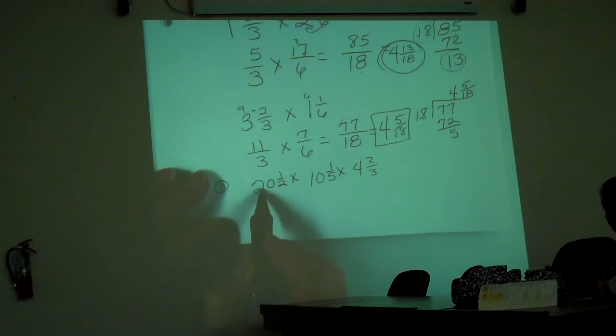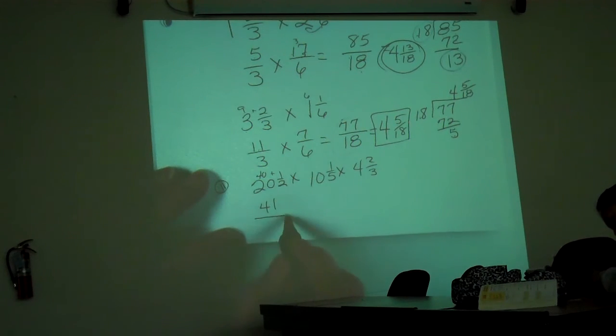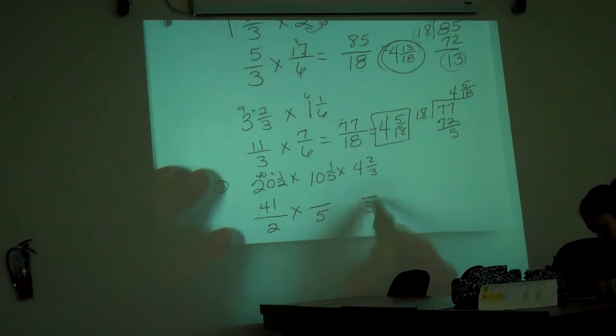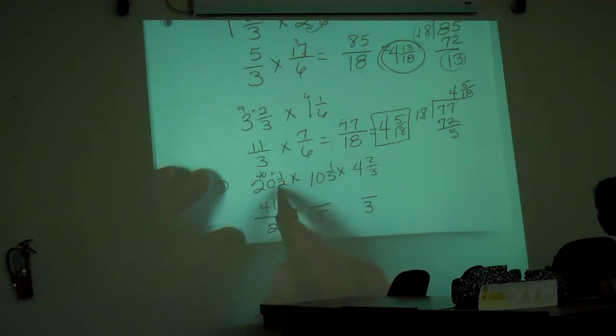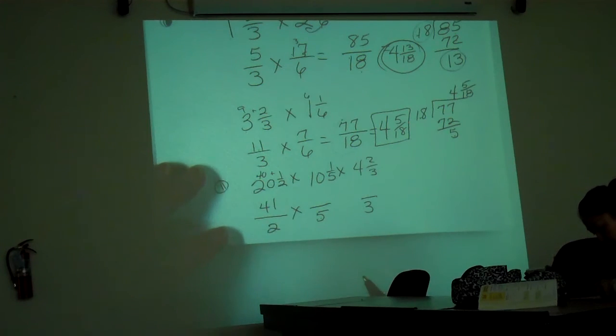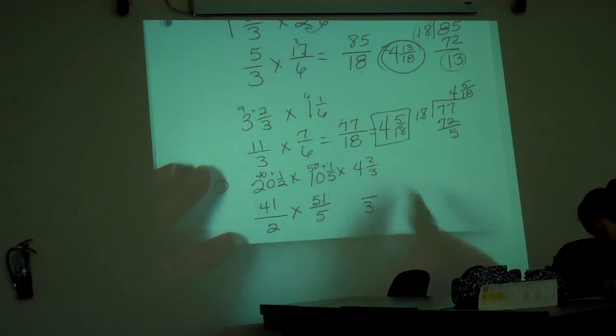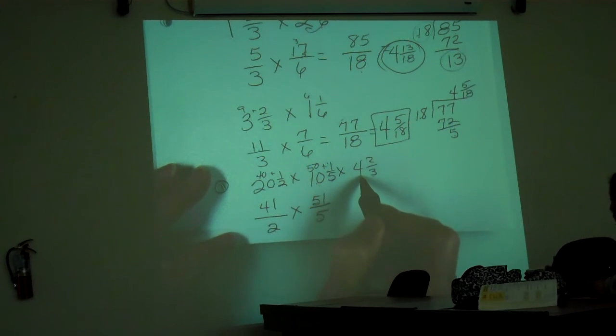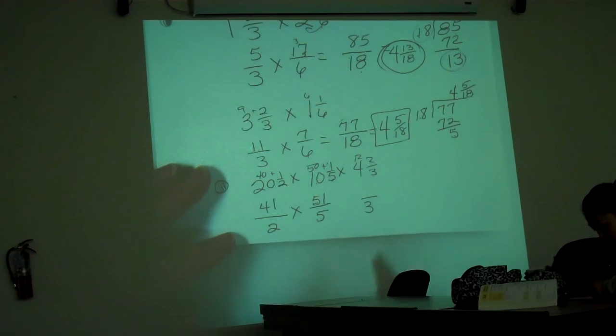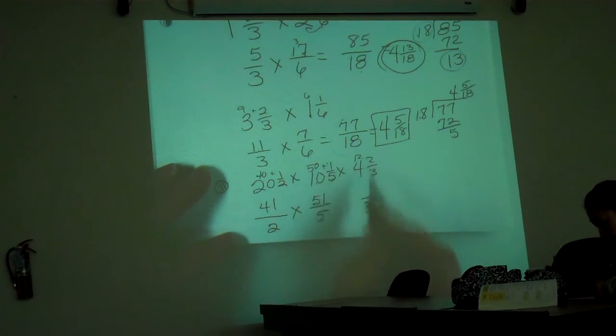Okay, 2 times 20 is 40, plus 1 is 41. Leave the 2 down here. The 5 is going to be on the bottom, the 3 is going to be on the bottom. You know the bottom, your denominators stay the same. 5 times 10, 50, plus 1 is 51. 3 times 4, 12. 12 plus 2 is 14.